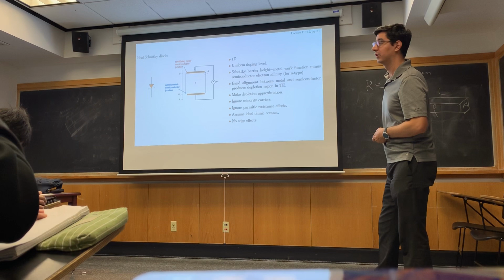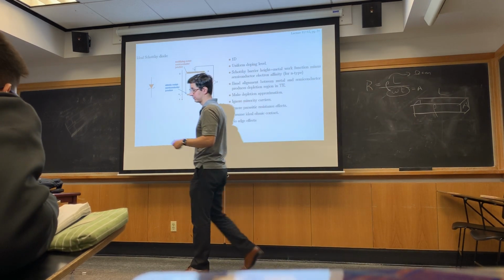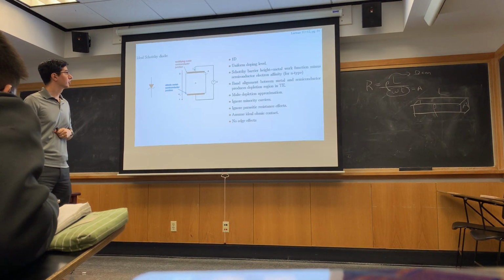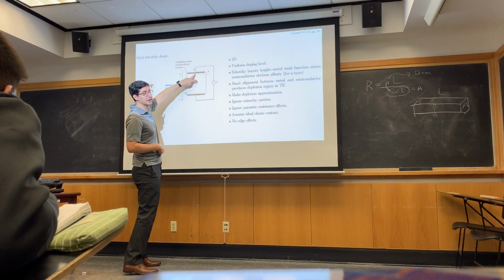So here's our ideal Schottky diode. Okay, we're making all these approximations. Many of these approximations are similar to what we did before with the PN junction. We're going to make it 1D. Okay, and we're only going to study this top half.